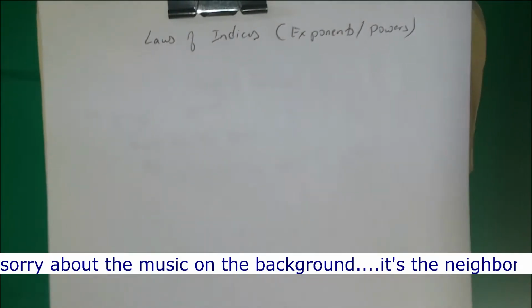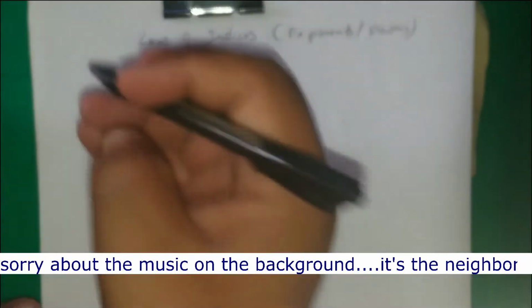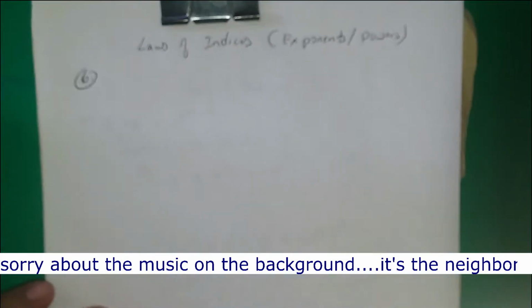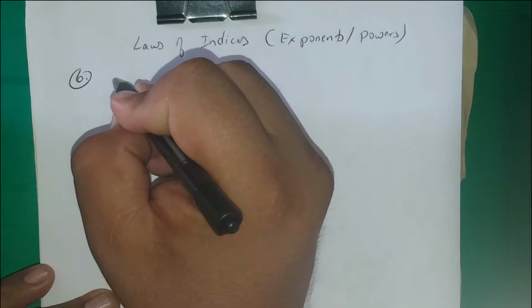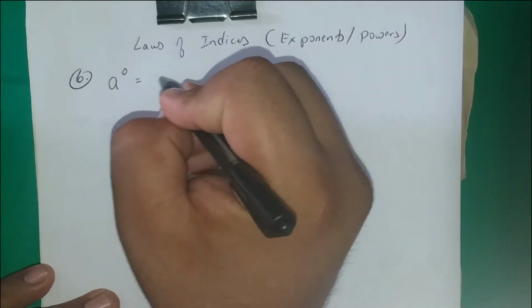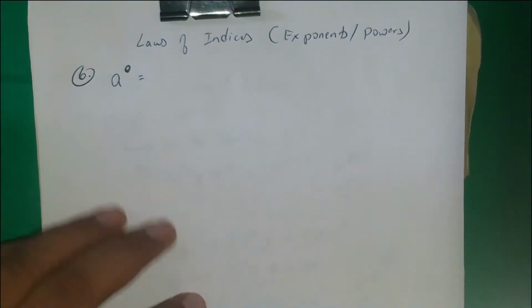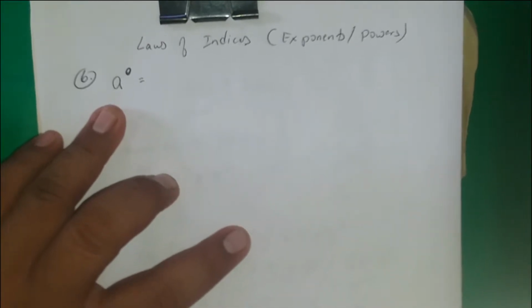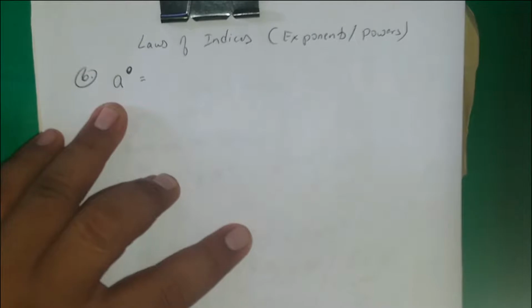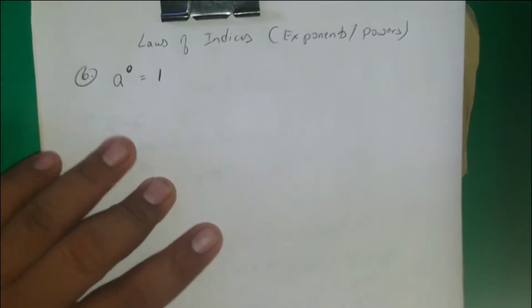Everyone, we are ready to continue with the laws of indices, and this is the last law that we have. It's law 6, and it's one of the easiest laws, which is whenever you have a power of 0. What happens whenever you have a power of 0? Most of you would want to guess that your answer is 0. Well, actually it is wrong. If you have a power of 0, your answer is 1. Am I clear? Example.